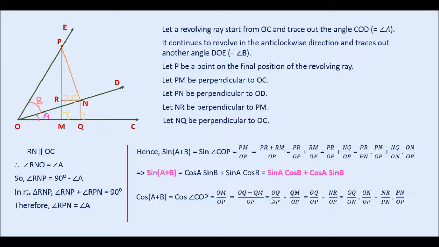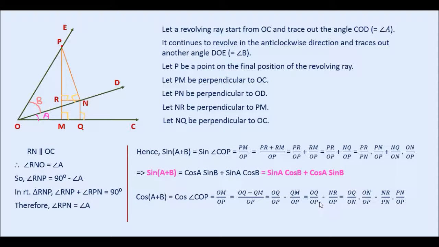And next we are dividing or separating the two terms. So it becomes OQ by OP minus QM by OP. And as I have said just now, in place of MQ, we are taking NR or RN, anything. So OQ by OP we keep as it is, and this becomes NR by OP. Now OQ and OP are not the two sides of a single triangle. Therefore, we bring this ON. We make it OQ by ON multiplied by ON by OP.